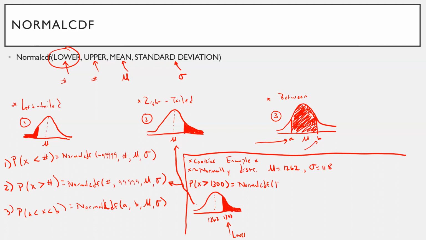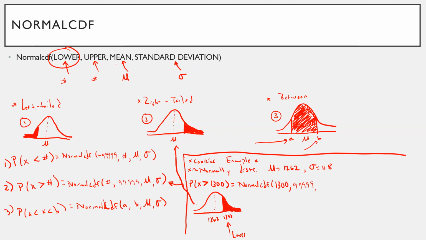Okay. Sorry. So you're going to put 1300, then a comma. And then you notice how the area keeps going? Because it's a right-tailed test, it's going to keep going. So that means your upper, because it keeps going, you're going to put something ridiculous, 99999, comma.